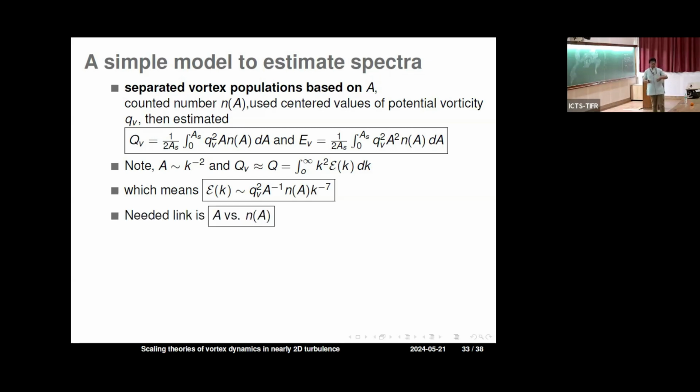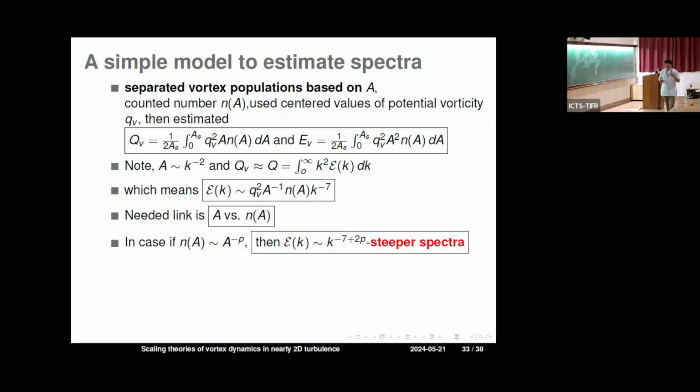Then we establish a link. What is the connection between the number of vortices and area? From numerical simulations, we figured it out. It goes like a power minus p, and p is the index we figured out. If I know that, kinetic energy spectra can be recaptured in terms of this minus 7 plus 2p kind of thing, which will be a steeper spectrum compared to the Kraichnan and Batchelor spectrum.